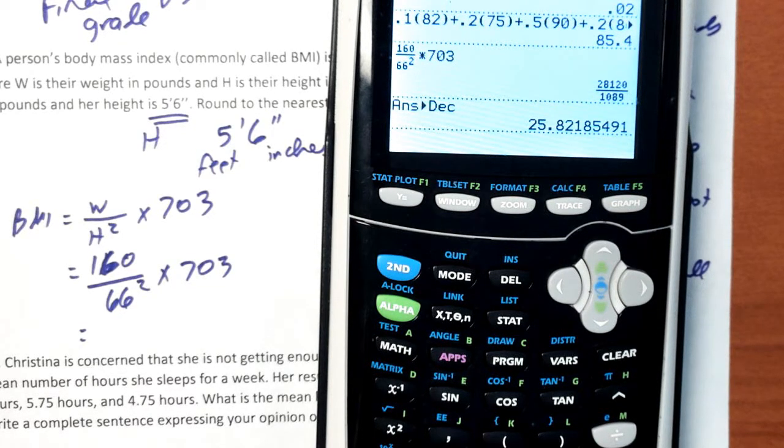Okay? Here's a place where the 83 people might have an advantage. The 83 people don't have that fraction key. So they're just going to say 160. They're going to put that in parentheses. They put the top number in parentheses.